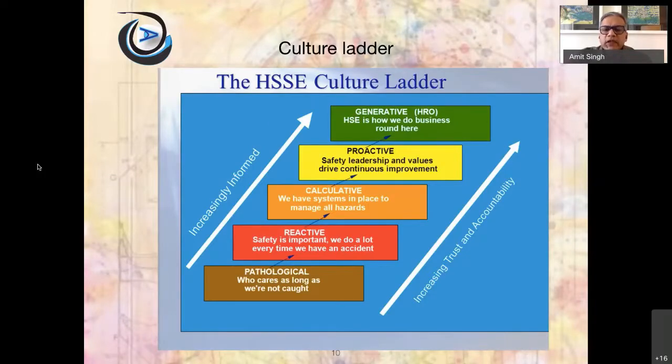Calculative and proactive are slightly better, in that we have systems in place and safety leaders. Safety cultures stand around here. But we should be aiming for a generative safety culture wherein everybody is responsible. You are responsible for your actions and for your safety and others' safety. So in the hope of achieving a generative culture, you end up in a proactive culture.